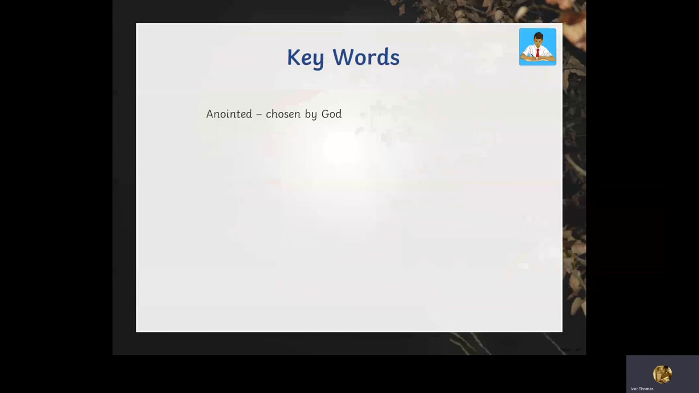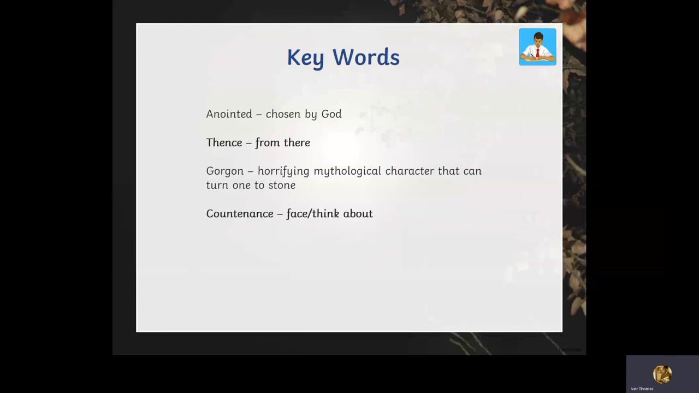To access the scene, you need to know what the following words mean. Anointed means chosen by God. Macbeth pretends that God's anointed one has left his temple. Gone from thence, from there. Gorgon is a horrifying mythological character. If they look at you, they turn you to stone. You may have heard of a character called Medusa. She had two sisters, and they were Gorgons, daughters of Titans, I believe.